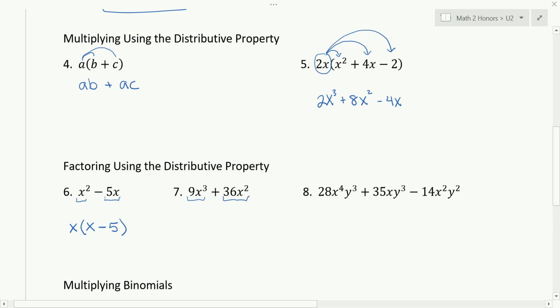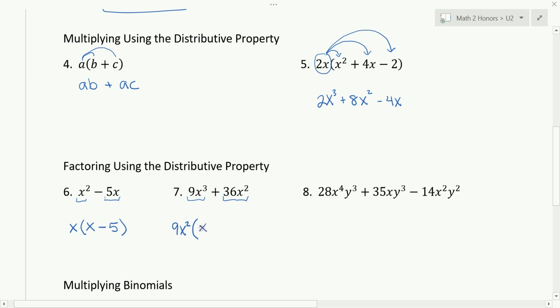First you think about the numbers, 9 and 36. I could divide them both by 9, and I can't do any better than that. And then how many x's can I pull out? 2 from both of those. So 9x squared would be the greatest common factor. And if I divide the first part by 9x squared, what do I get?